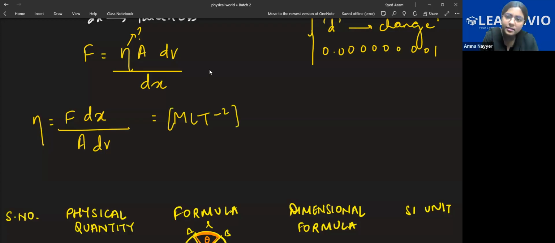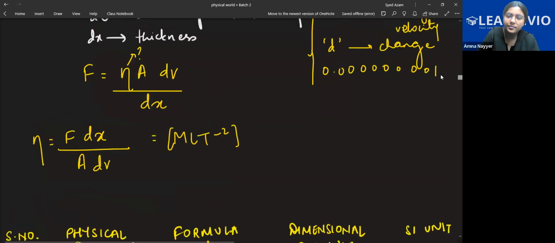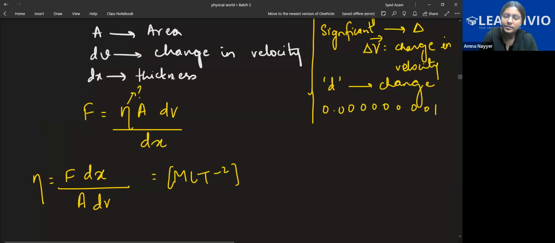For dx, dx was this thickness, right? So thickness. How would you measure thickness if I give you some thickness? Try to figure out the unit. Distance, right? Length. So it will be L only. Correct. Like if I say thickness of a book, you will tell me this is, let's say, 3 inches thick, right? This is how we answer. So thickness is distance.